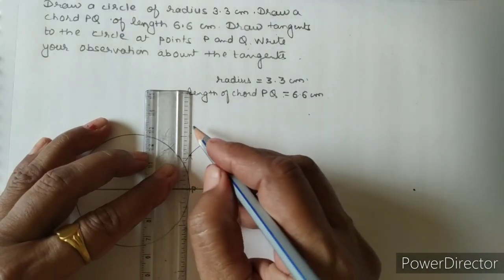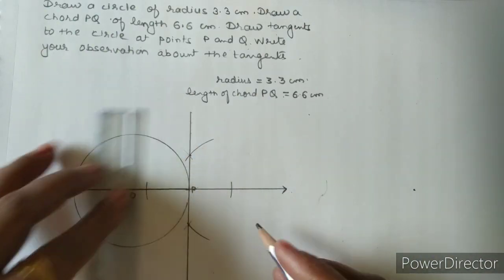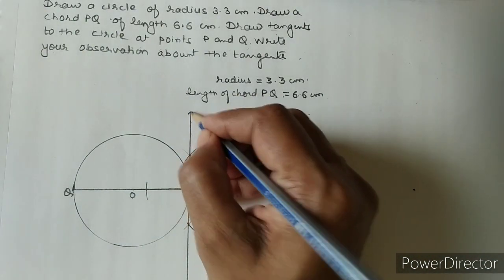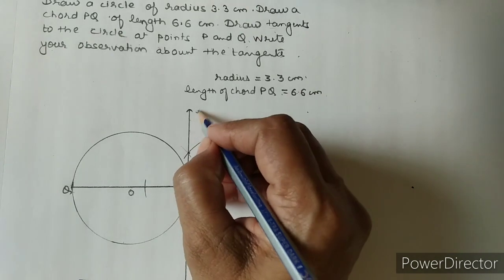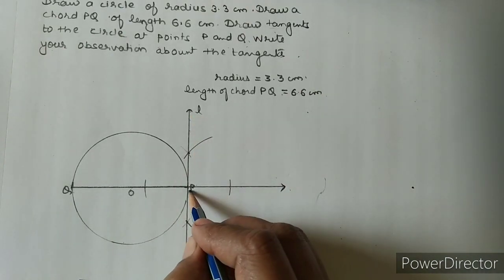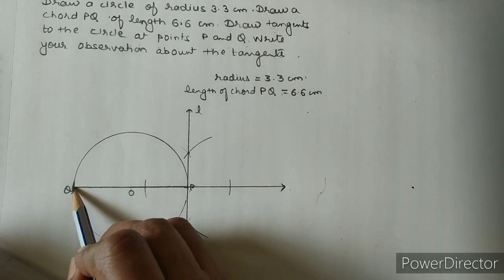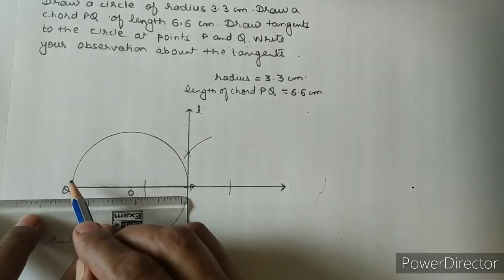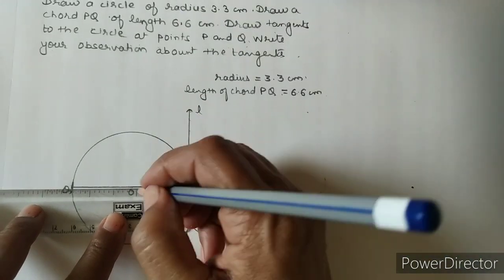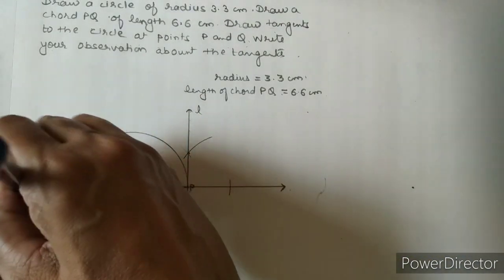Join this carefully. You will observe that it passes through point P. Now this is what? This is tangent to the circle through point P. Now we have to draw tangent at Q, right? Therefore we will draw ray OQ.